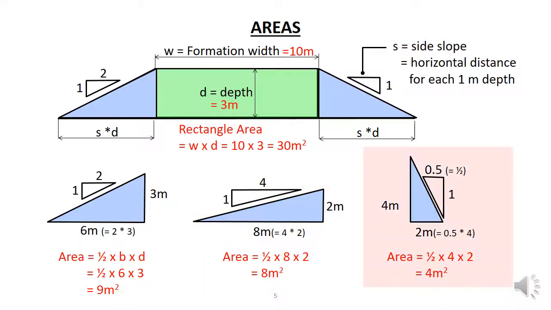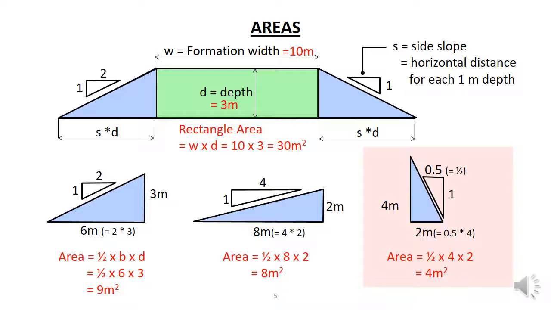If the side slope was very steep, then we would have a side slope of 1 in 0.5, or 1 in every half. If the depth was 4 meters, then the triangle width would be 4 multiplied by 0.5, which is 2. The area would be 1/2 multiplied by 4 multiplied by 2, which equals 4 square meters. So to calculate the horizontal distance, we're just multiplying the slope by the depth.